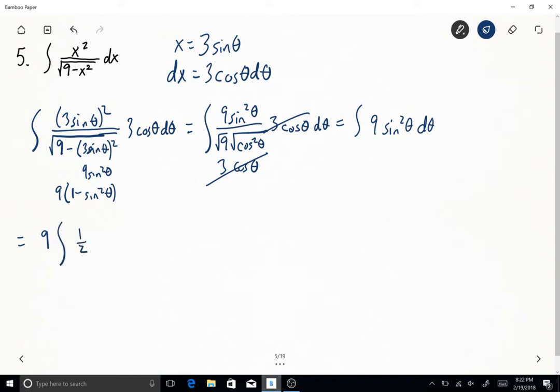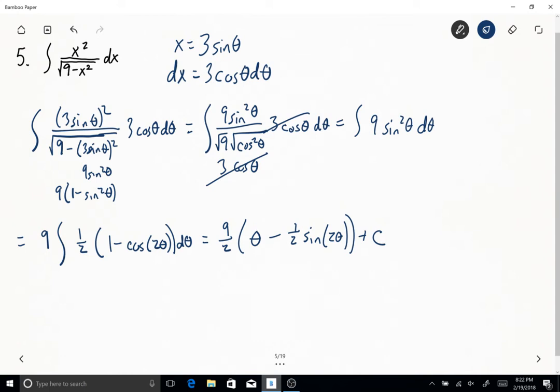It's going to be 1/2 times 1 minus cosine of 2 theta, and then a d theta. So now we have 9/2, and the antiderivative of 1 is just theta, and the antiderivative of cosine of 2 theta would be 1/2 sine of 2 theta. Now here's the tricky part though.